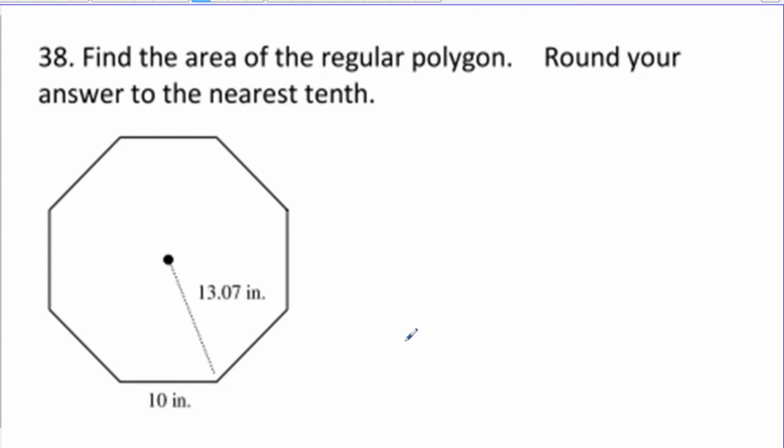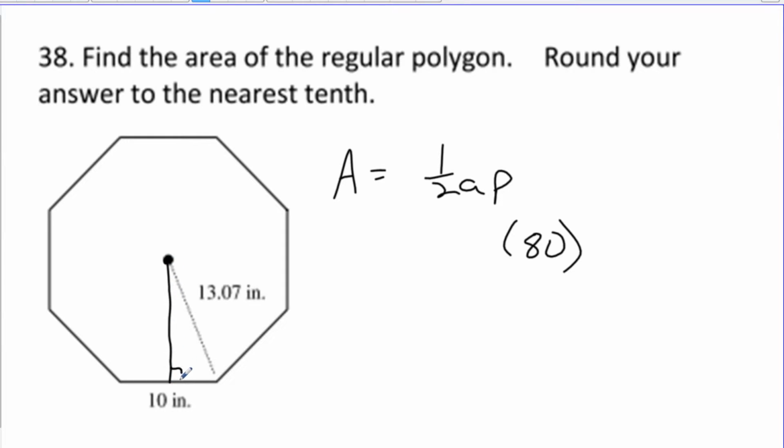All right, problem number 38, the area of the regular polygon. So in this problem, regular polygons are 1/2 AP to find the area. P is easy, that's 10, and this is an octagon, so 10 times 8 gives me a perimeter of 80. What I don't know is the apothem. The apothem would be from the center to the middle of one of the sides at a right angle.